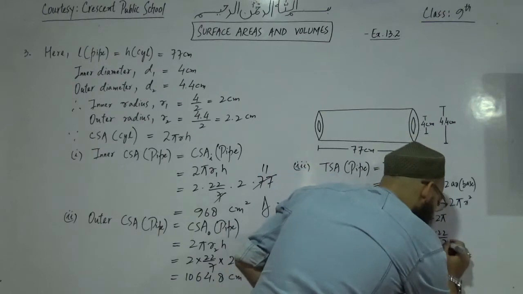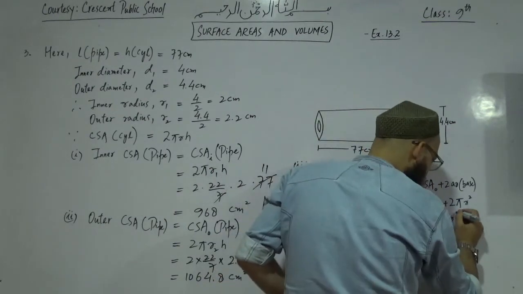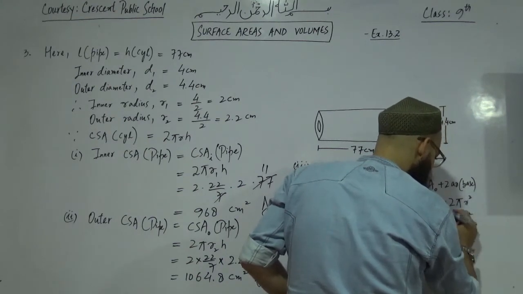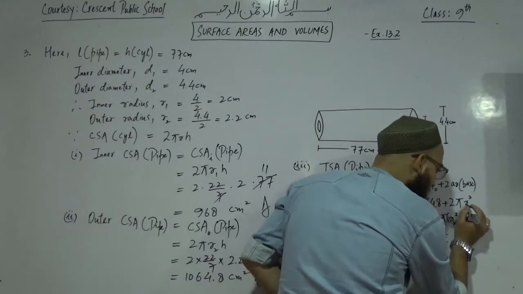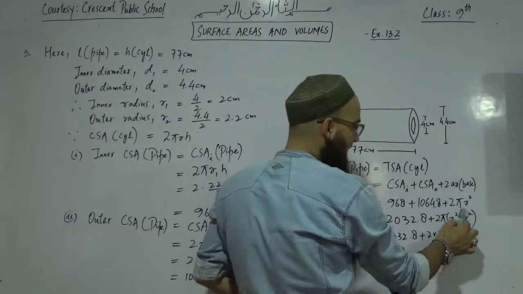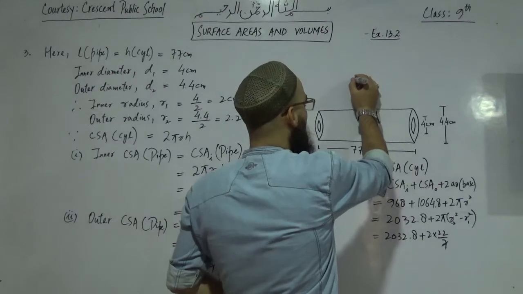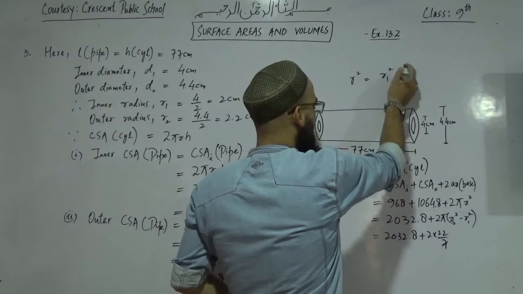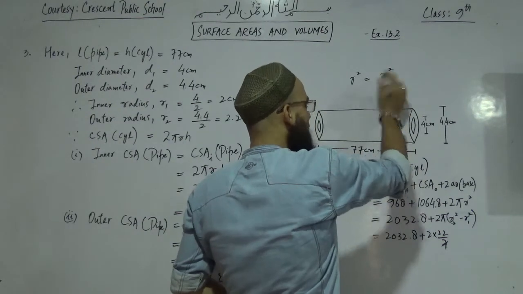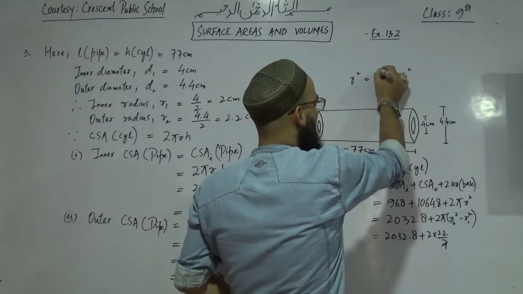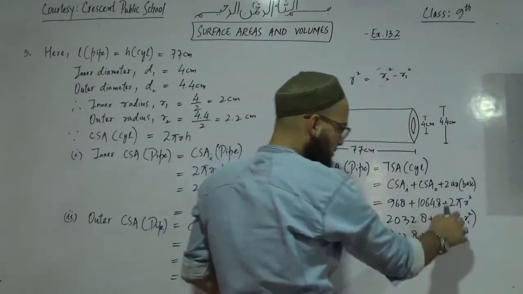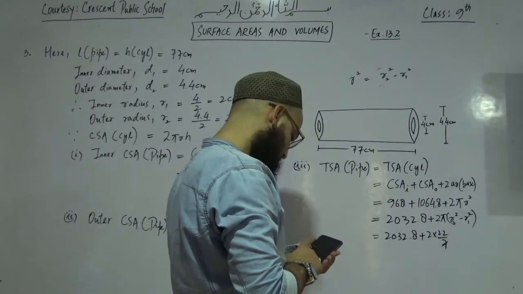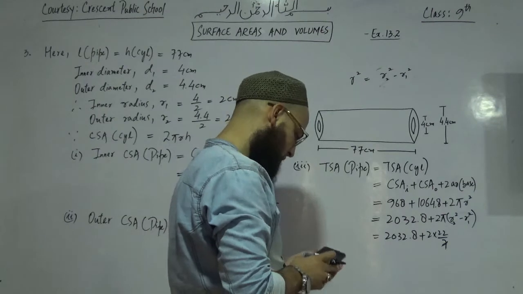It's twice pi, R2 square is outer, R2 square minus R1 square, just like this. Now this whole R square will be equal to R2 square minus R1 square. Remember this thing? Whole R square is equal to R1 square or R2, whatever is your outer square minus inner square. It's like this actually. So R square is equal to this and this. Then I can do 5.28 plus 2032.8. Yes, we got it.